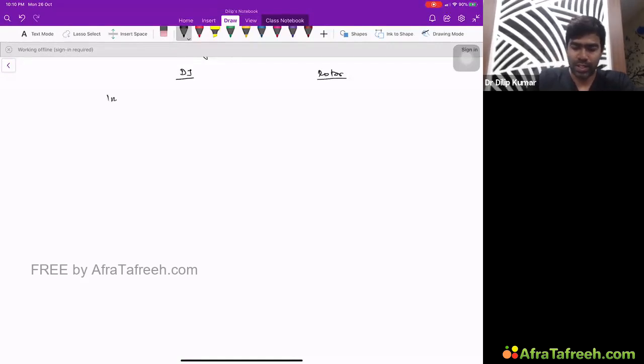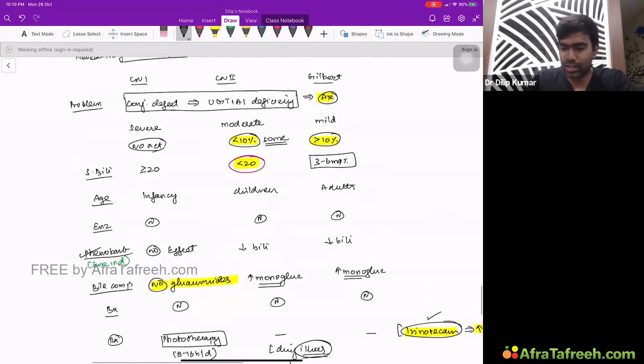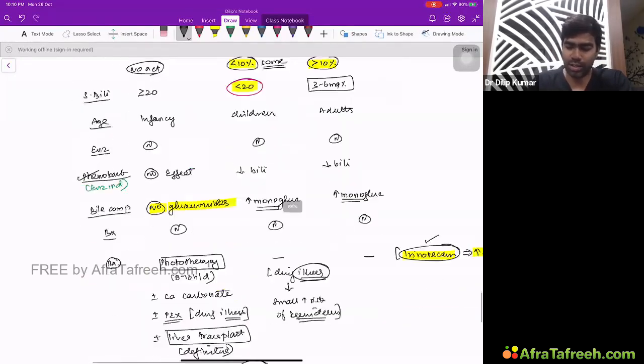So once again, as far as the inheritance is concerned, both these conditions are autosomal recessive, and both are extremely rare. It's not common at all. But Gilbert syndrome, on the other hand, is extremely common. In some areas you can see it in up to 5% of the general population itself. Crigler-Najjar type 1 and type 2 are again very rare. We don't really see that much.